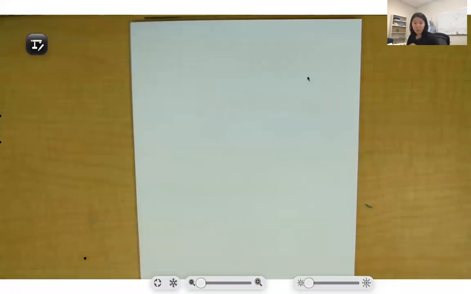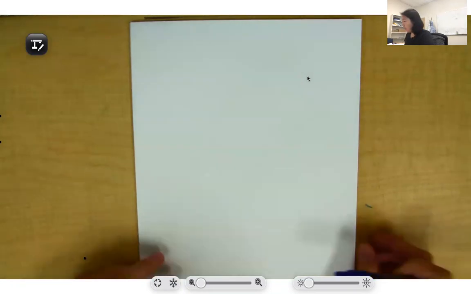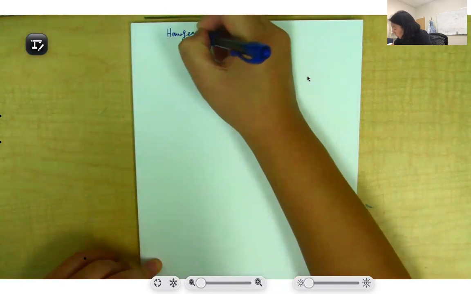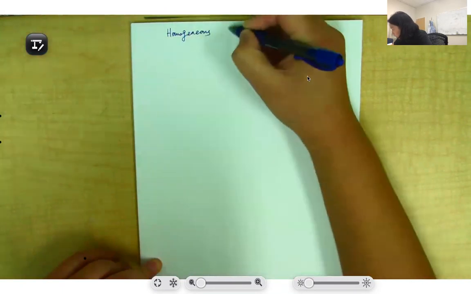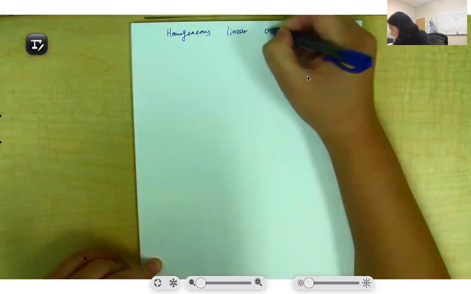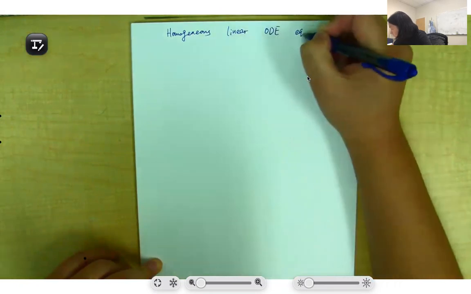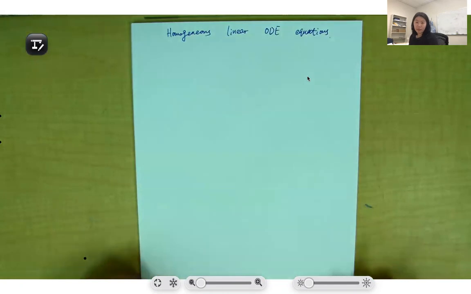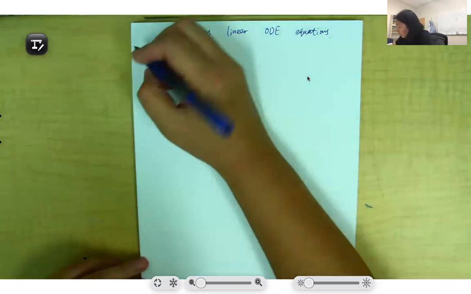So today we will mainly focus on the homogeneous linear ODE equations. And it separates into different scenarios, and the solutions will look different. So there is one type.